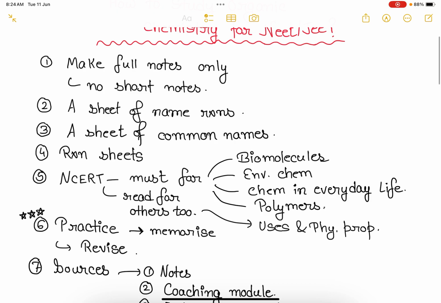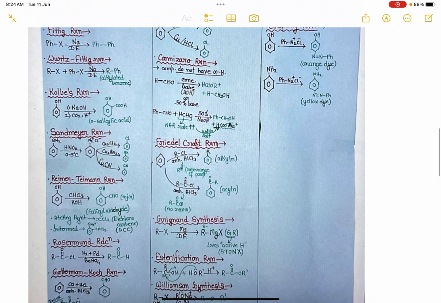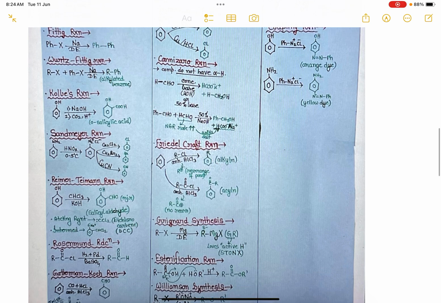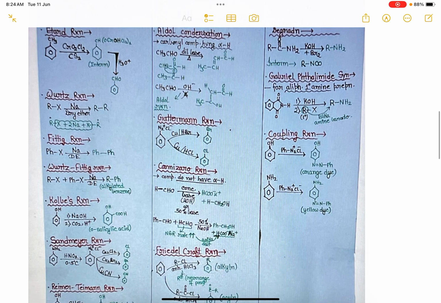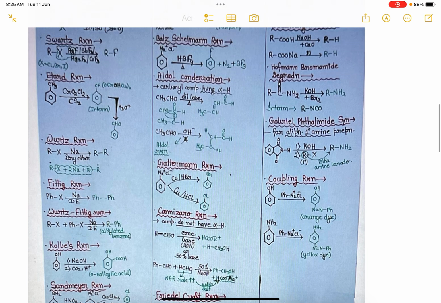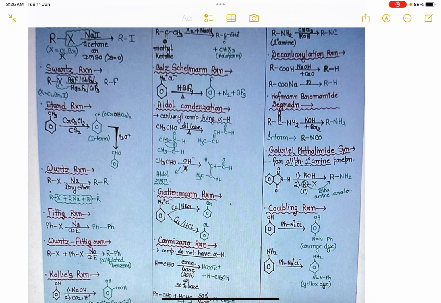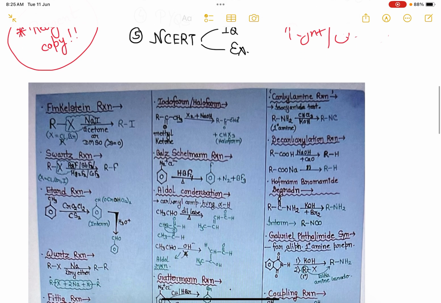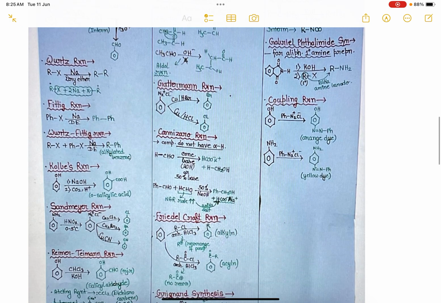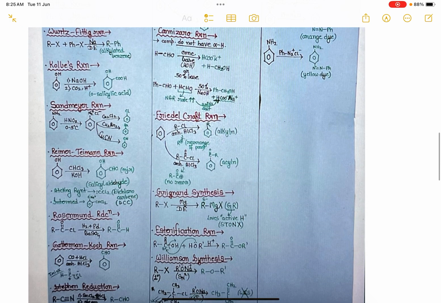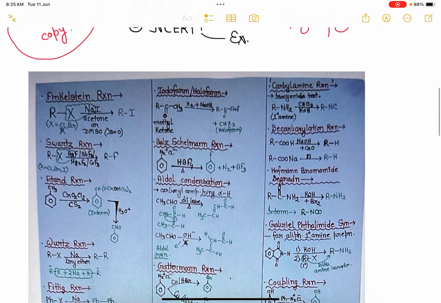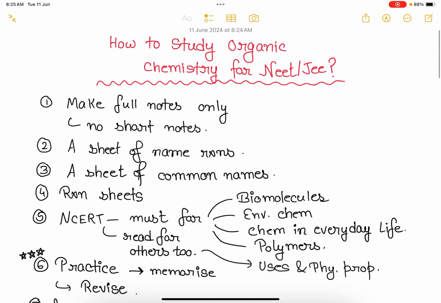Revise it every morning, because name reactions you tend to forget. Let me explain: Kolbe's reaction and Kolbe's electrolysis are both different things. So you have to differentiate whether the reagent is for Kolbe's reaction or for Kolbe's electrolysis. There are many other things that you might get confused about, so you have to revise this, and that will make name reactions super easy for you. So that is the second point.